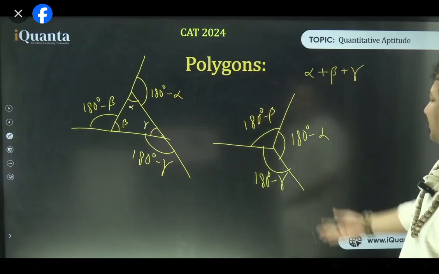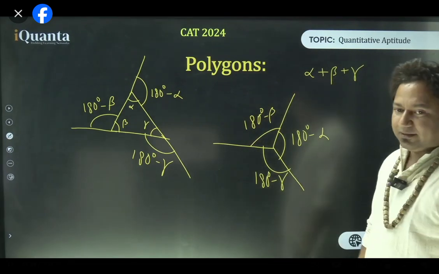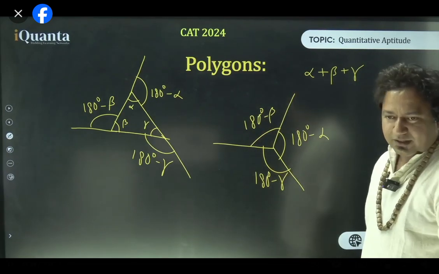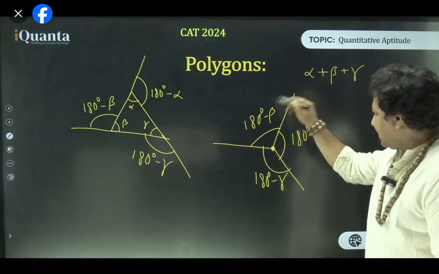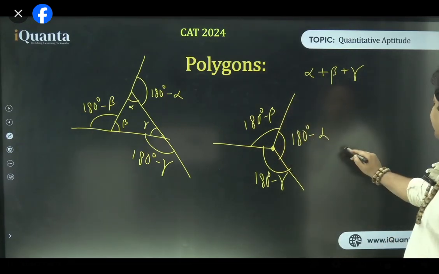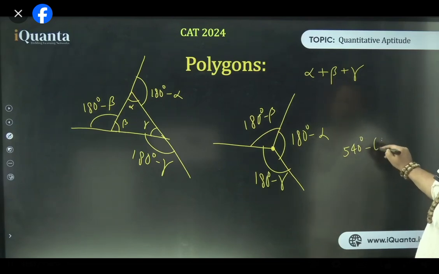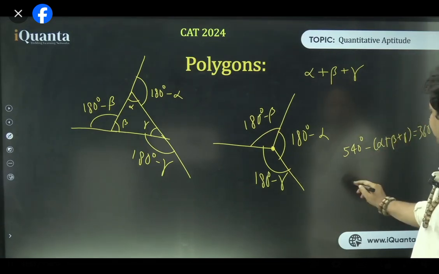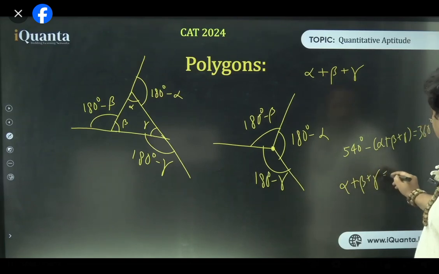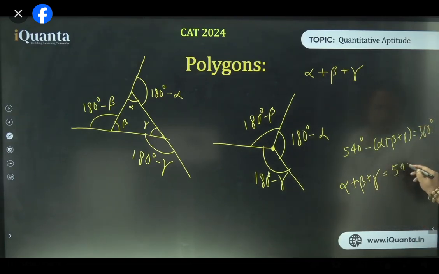Right? And all of us know that angles around a point sum to 360 degrees. So we have this point, and the angles around it should sum to 360. Let's add all of it. If I add all of it, I'll get 540 degrees minus (alpha plus beta plus gamma). This will be equal to 360 degrees. Let's solve it. So you will get alpha plus beta plus gamma equal to 540 minus 360. That's what you're going to get.